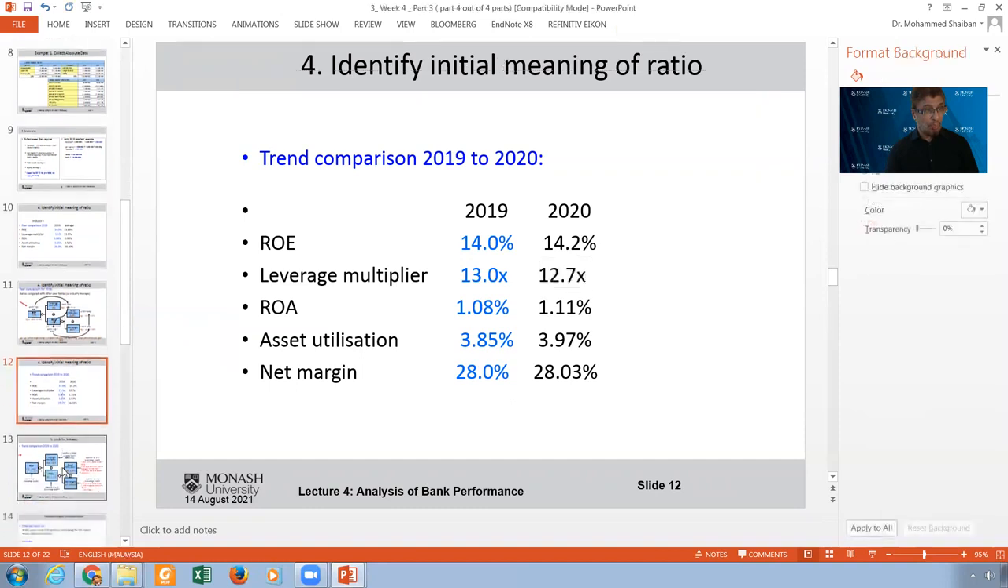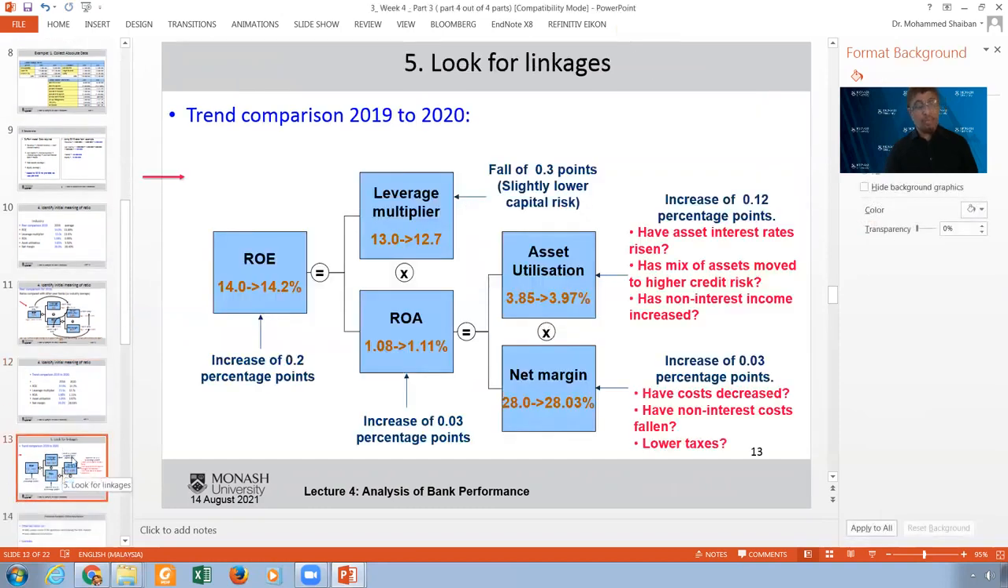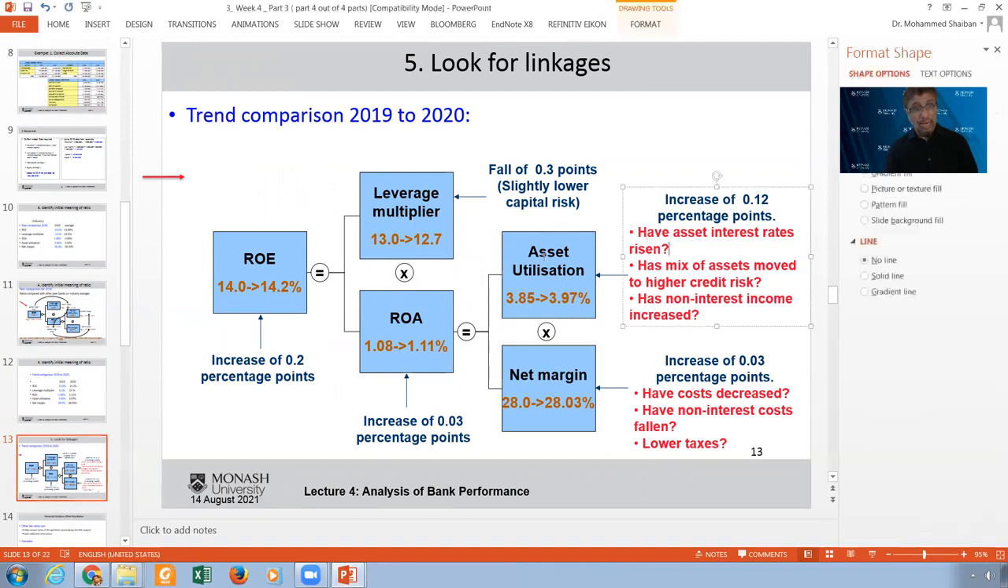So again, we ask questions. Maybe we hired someone in 2020 and he came with very aggressive policies and affected these issues. So they can increase the asset utilization by giving more loans. So maybe the question is, have the asset interest rates risen? Which means there is an interest rate increase in the market and we increased our interest rate to our customer. This is what makes our interest income higher.